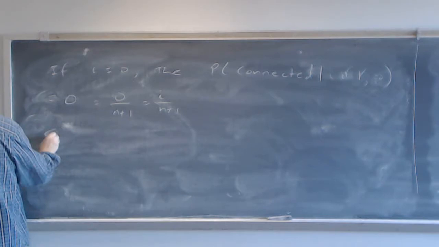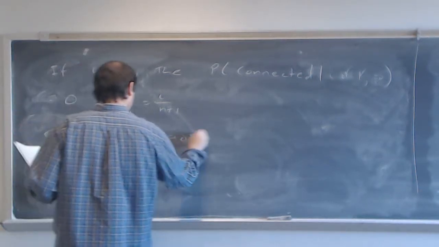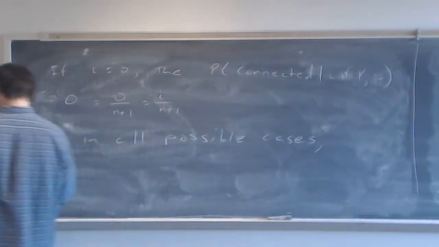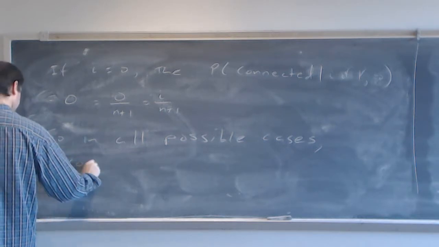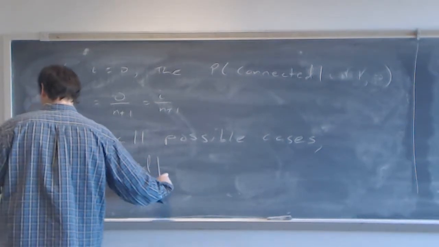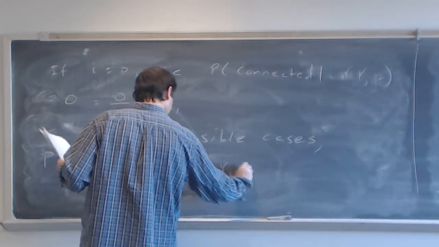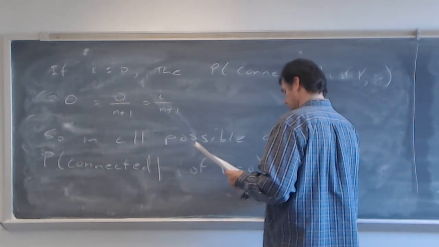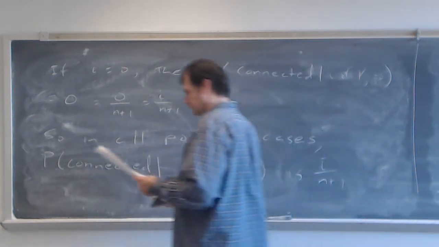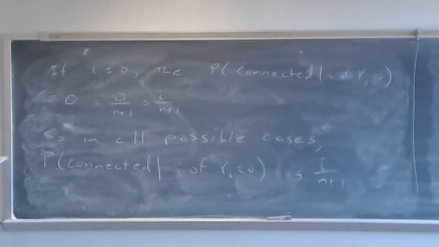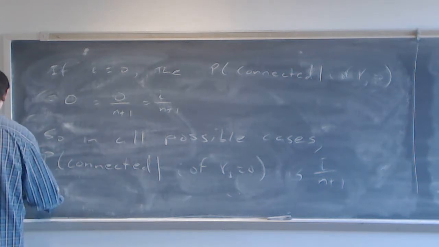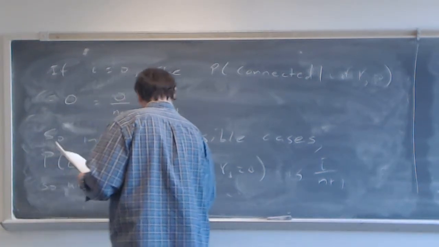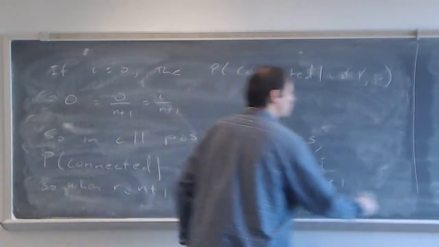Okay, so in all possible cases, the probability that the graph is connected, given I of the y sub j is equal to 0, is I over n plus 1. So, when R is equal to n plus 1, then it's more room.